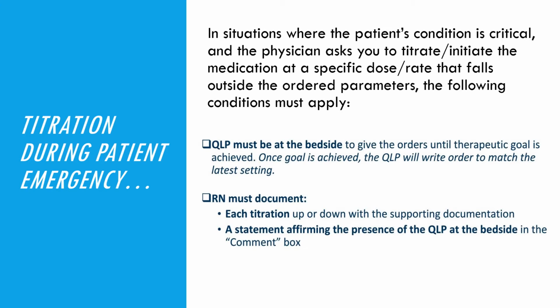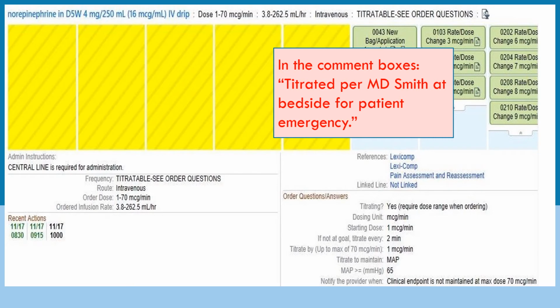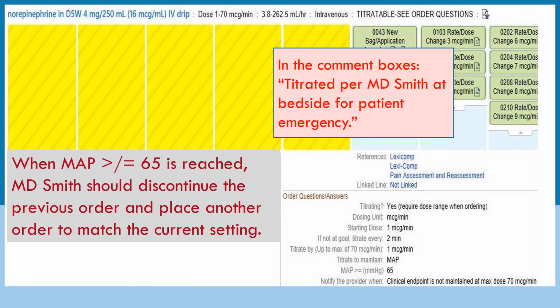And then the nurse must document each titration up or down with the supporting documentation, and in the comment box, a statement affirming the presence of the qualified licensed personnel at the bedside. So, for example, in the comment boxes, you should document titrated per Dr. Smith at bedside for patient emergency. And then when the MAP of greater than or equal to 65 is reached, Dr. Smith should discontinue the previous order and then place another order to match the current setting.